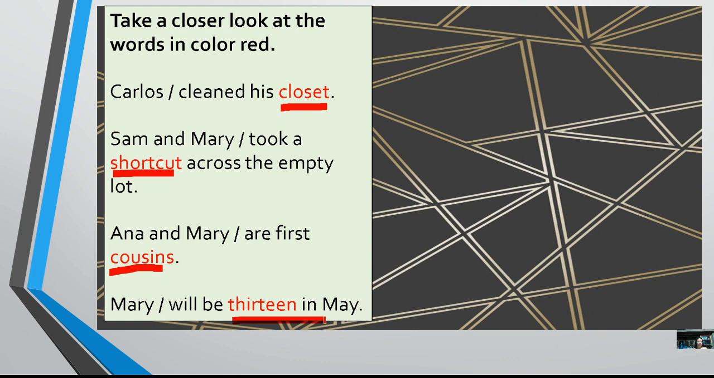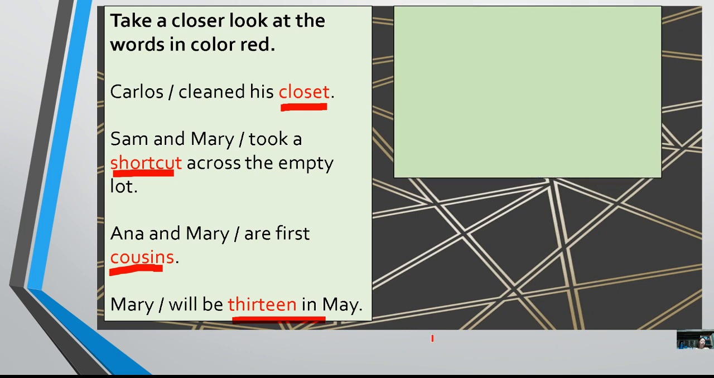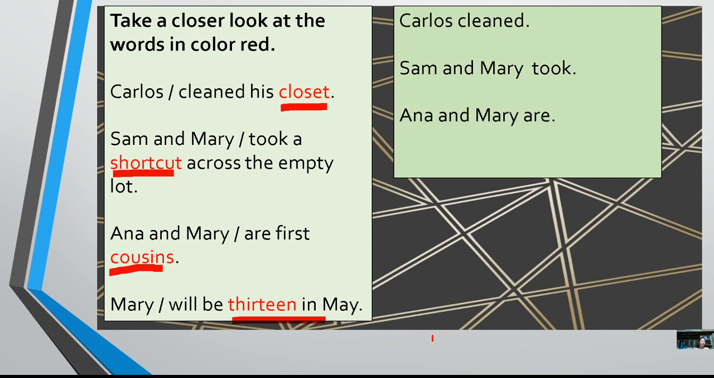Okay, now suppose you saw a sentence like this, without a complement, using just a subject and a verb. Carlos cleaned. Sam and Mary took. Anna and Mary are. Mary will be. The first sentence, which is Carlos cleaned, sounds fine, but something is missing from the others. In sentences like this, a complement is needed to complete the sense of the verb in each sentence.